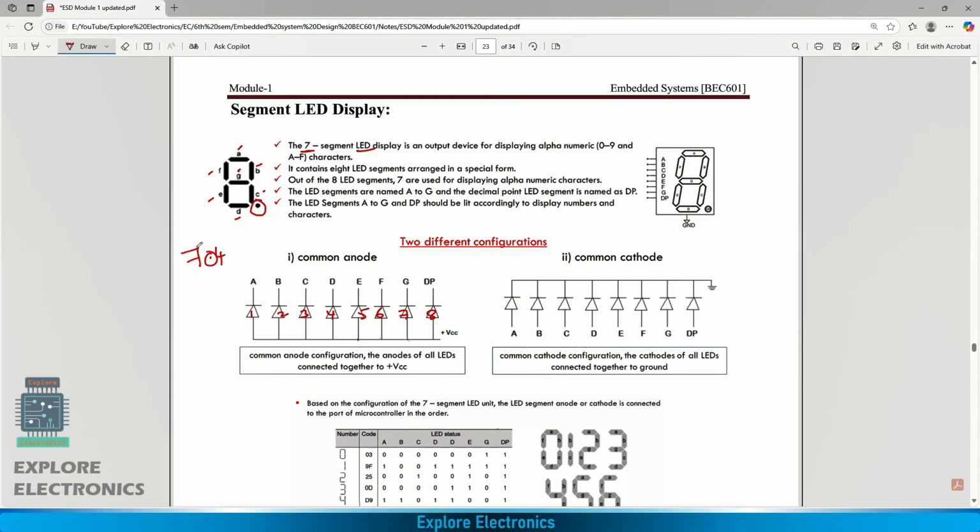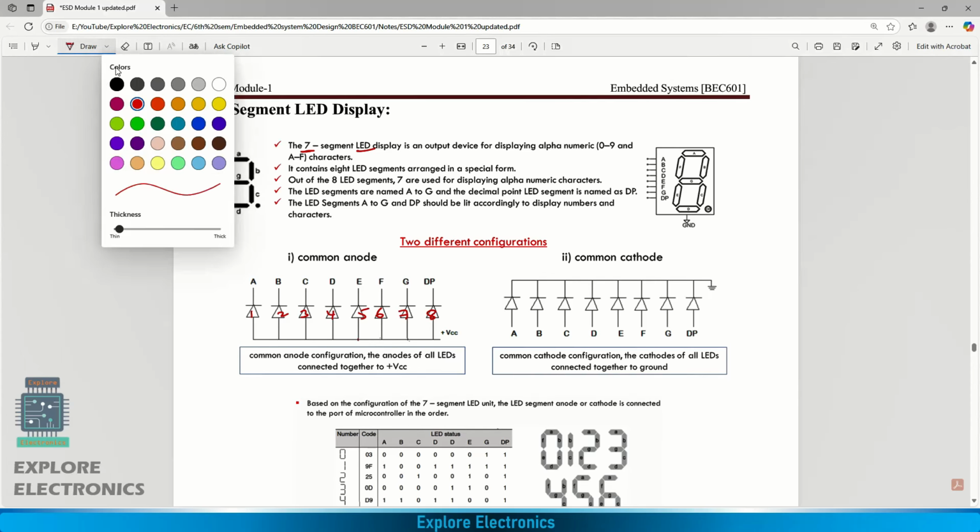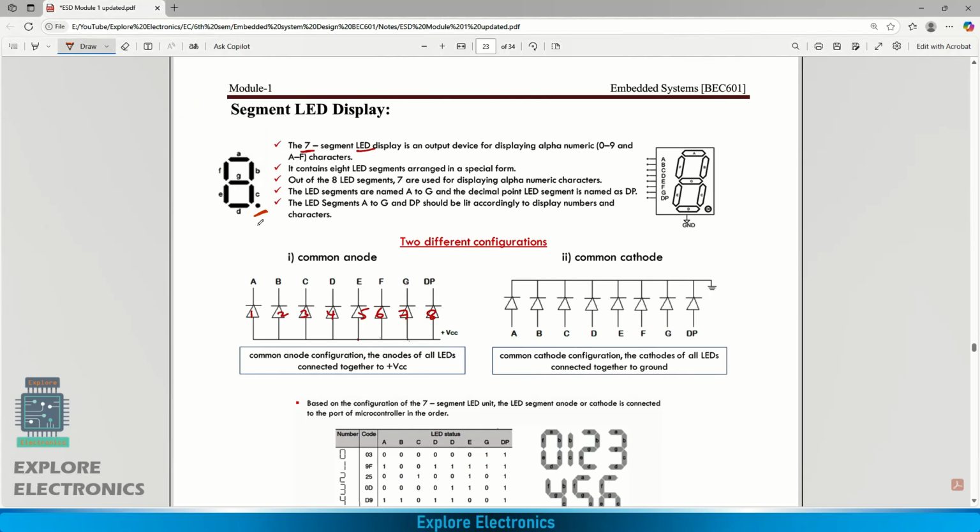Generally for any alphabet or a number, if you want to display, we require 7 LEDs. You can see this is 1, 2, 3, 4, 5, 6, 7. 7 LEDs are required to display any number. That's why it is called a 7-segment display. It actually contains 8. Why? Because of the dot.